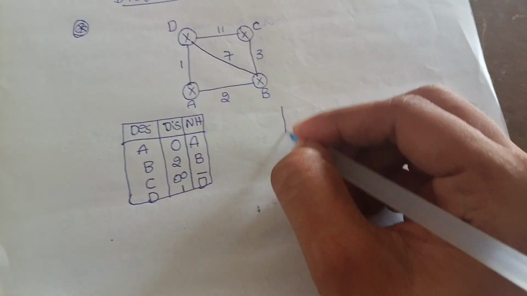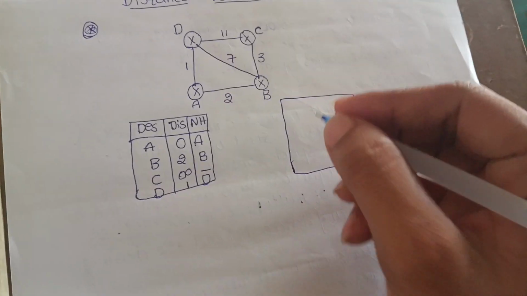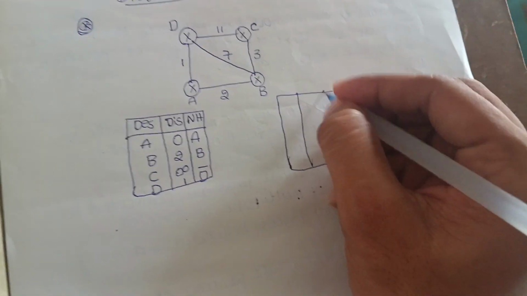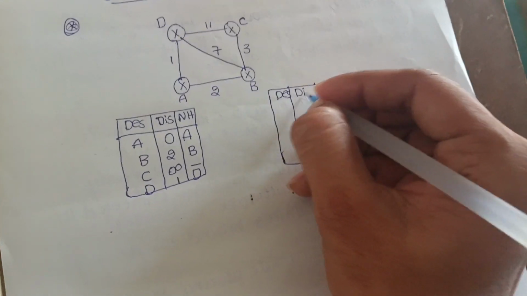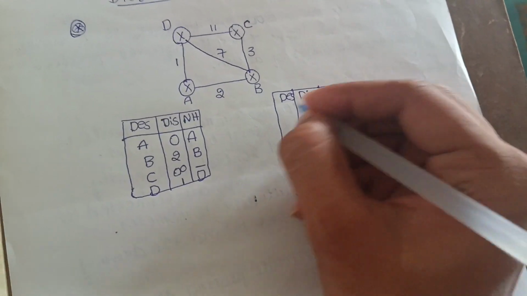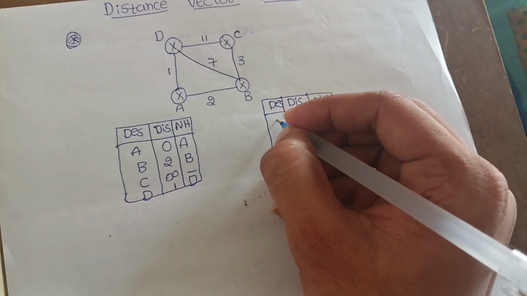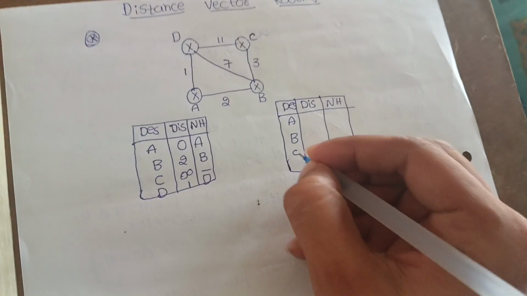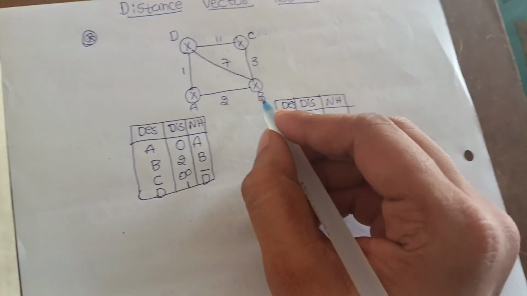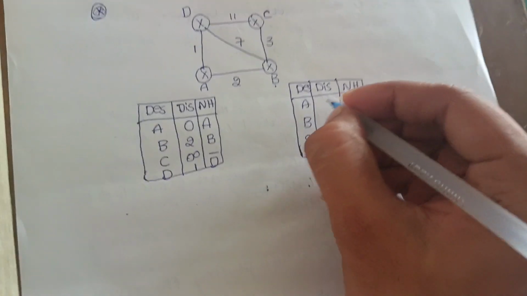At B, find at B also. Three columns: destination, distance, next hop. All the nodes are written as A, B, C, D. From B to A, distance is 2. Next hop is A.